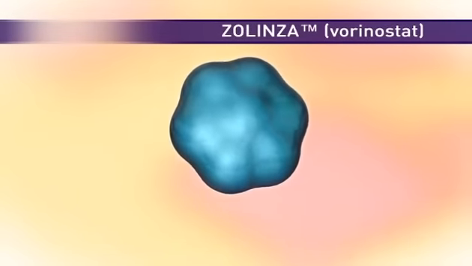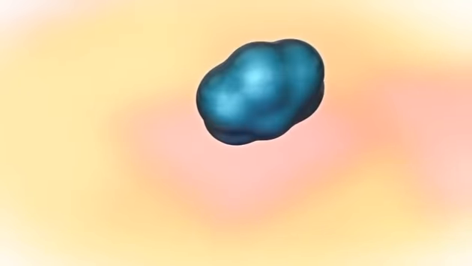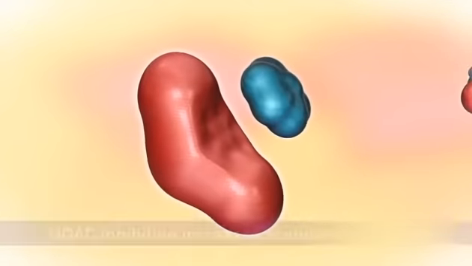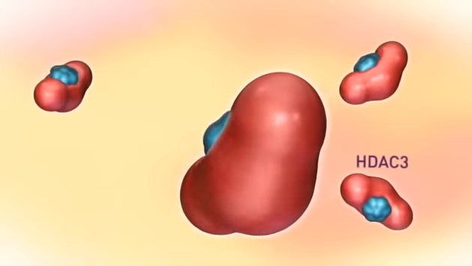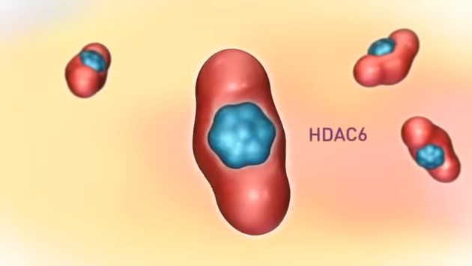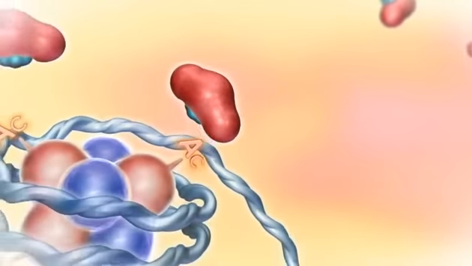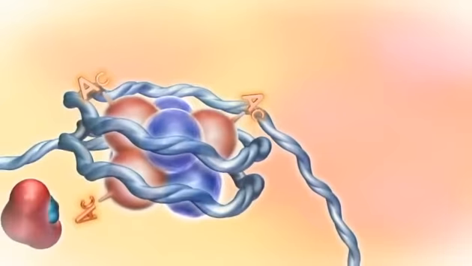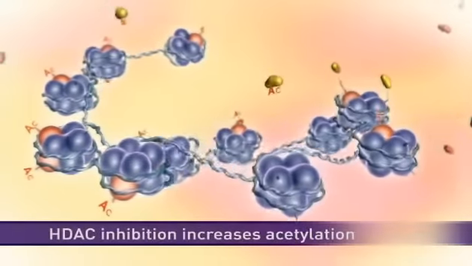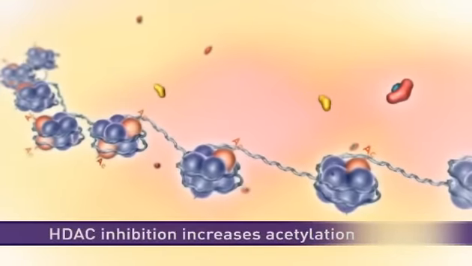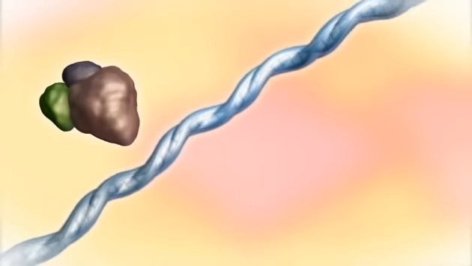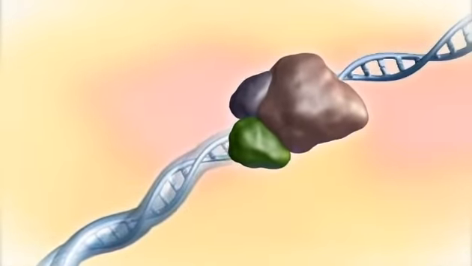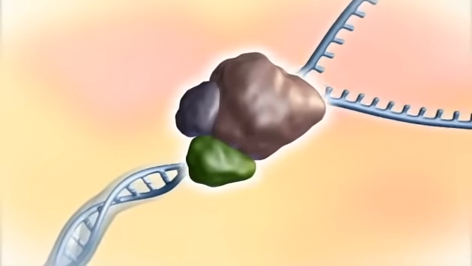Zolinza, an HDAC inhibitor, inhibits the enzymatic activity of class 1 histone deacetylases HDAC1, HDAC2, and HDAC3, and the class 2 histone deacetylase HDAC6 at nanomolar concentrations, IC50 less than 86 nanomolar. HDAC inhibition allows for the accumulation of acetyl groups on the histones, resulting in uncoiling of DNA within chromatin, an open chromatin structure, and transcriptional activation of genes.